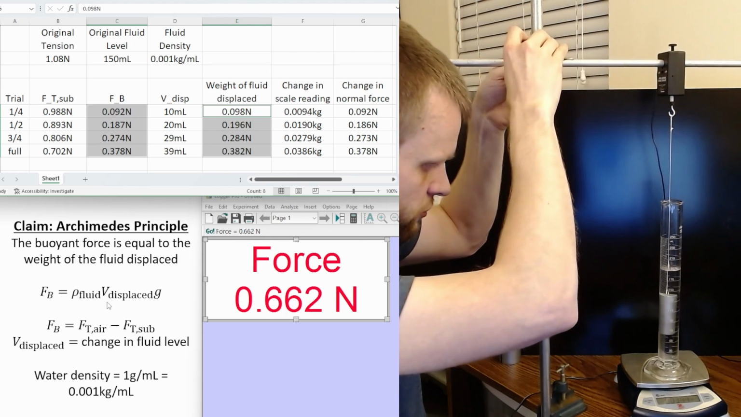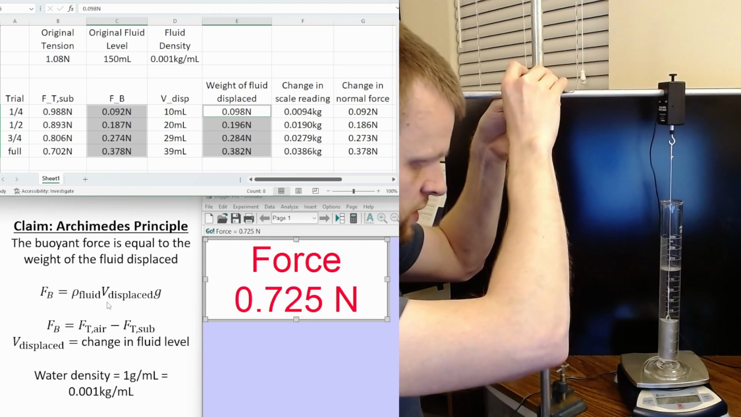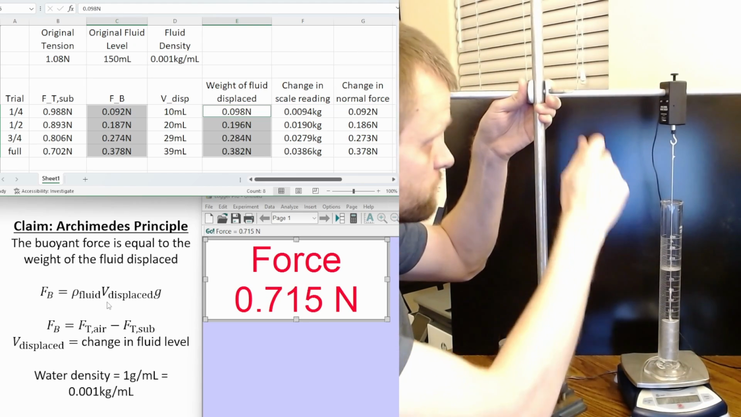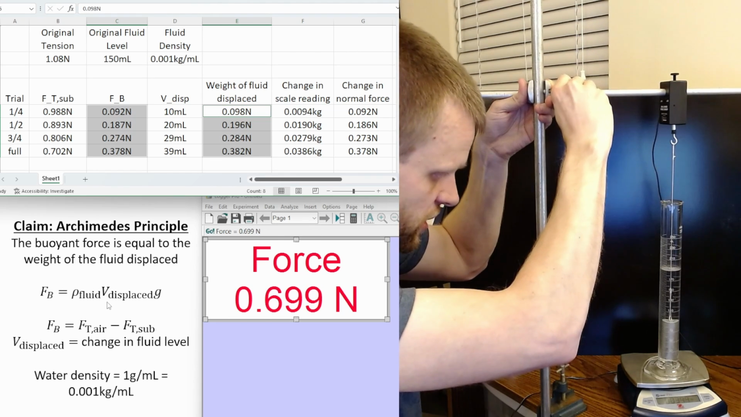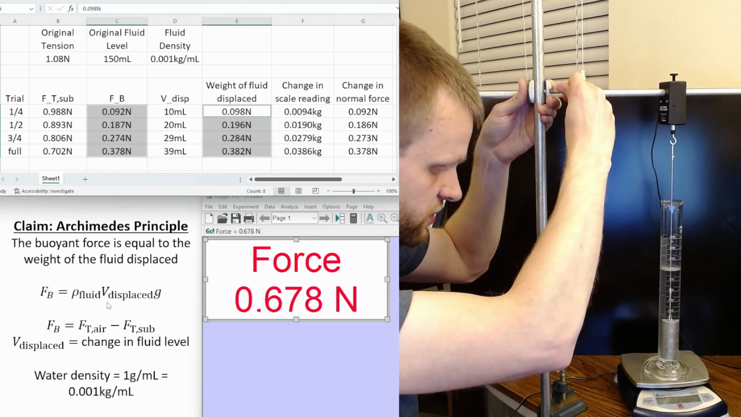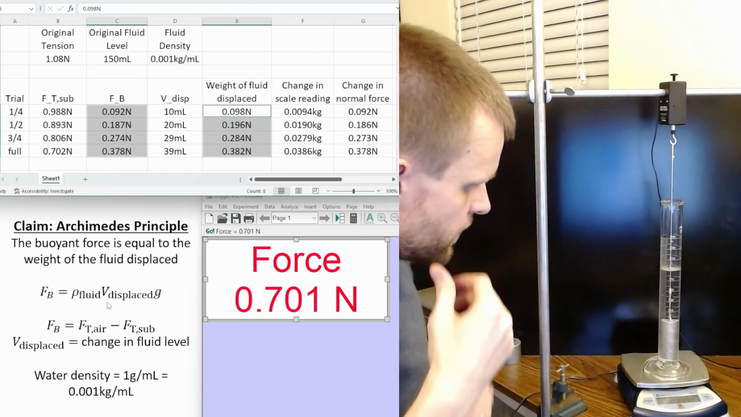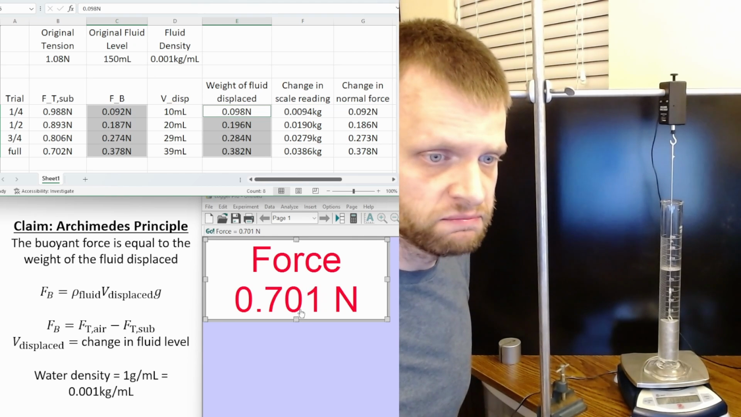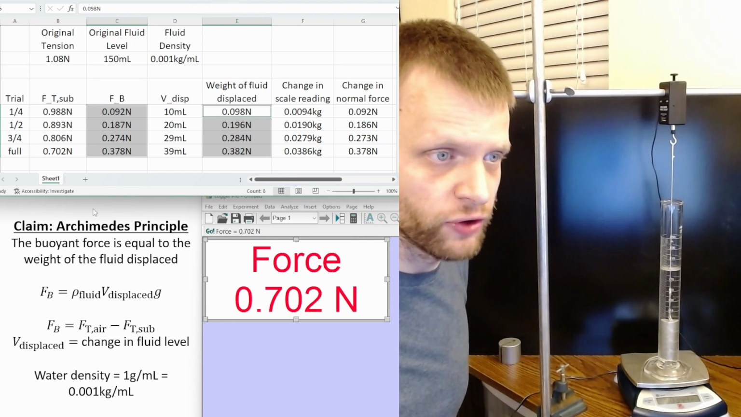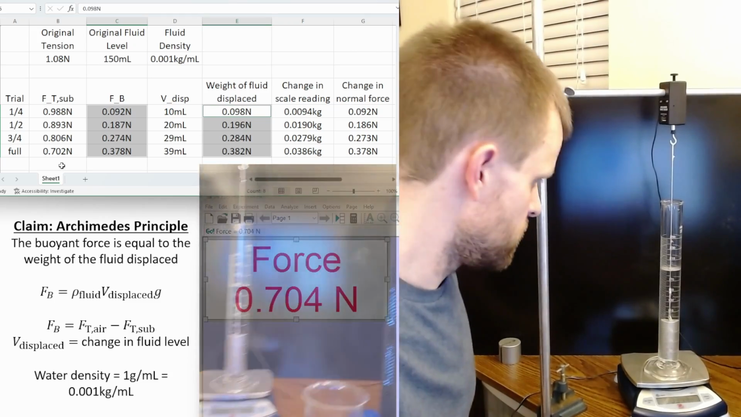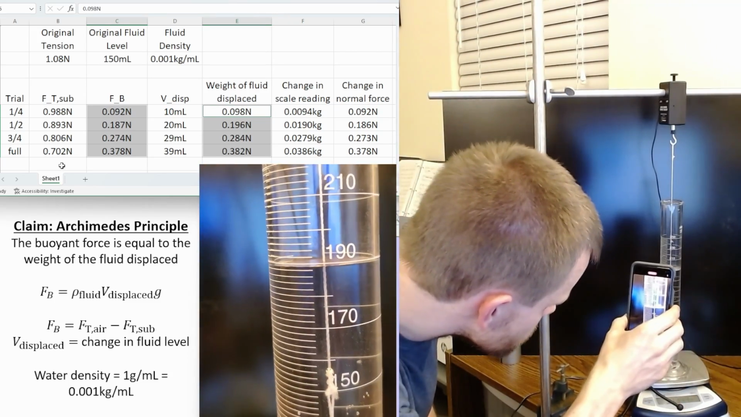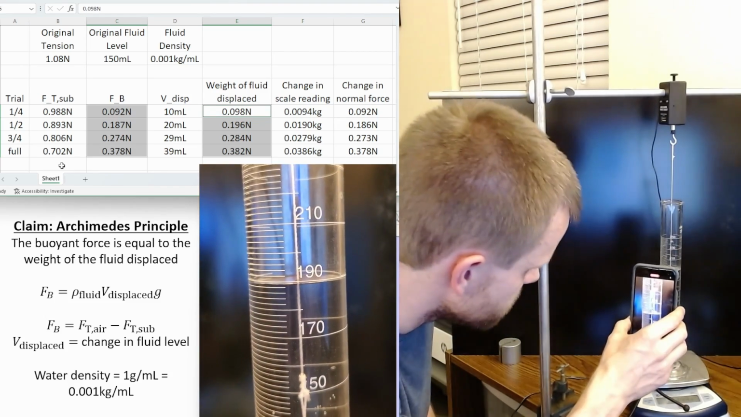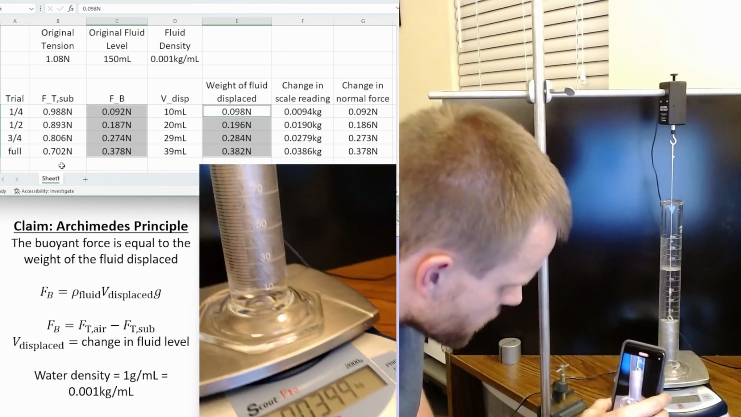So let me try moving this further into the water. I'm not going to have it touch the bottom, because if it touches the bottom, then instead of just the buoyant force and the tension force pulling up, there would also be a normal force pulling up. So we don't want any other forces acting on this. And if we look at this force sensor reading, nothing has really changed. It's still hovering around 0.702. If we look at the water level, that's still just under 190, so still the same 39 milliliter displacement. Again, it's not touching the bottom.